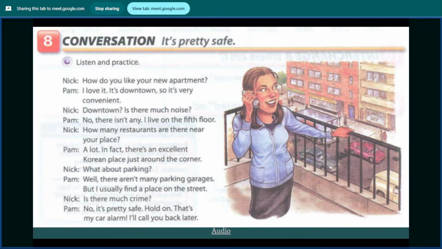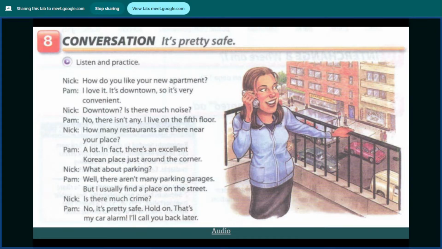How many restaurants are there near your place? A lot. In fact, there's an excellent Korean place just around the corner. What about parking? Well, there's are not many parking garage, but I usually find the place on street. Is there much crime? No, it's pretty safe. Hold on, that's my car alarm. I'll call you back later.